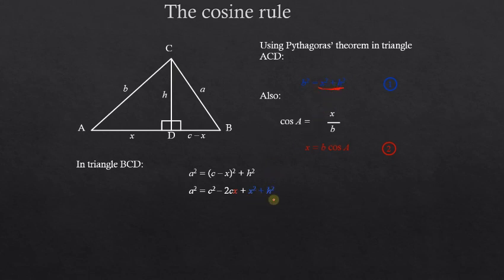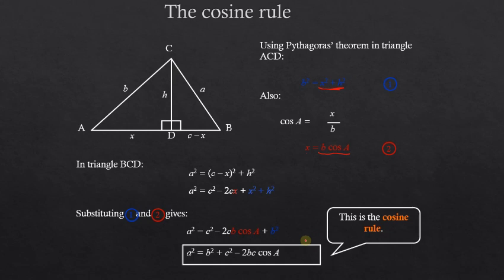It means that we can replace this whole thing by B squared, and we can replace the whole X here by B squared minus B squared cos A, right? If we do that, substituting equations 1 and 2 inside this equation, let's say 3, gives us A squared is equal to C squared minus 2CB cos A plus B squared, like we talked about, right? So this is the expression for the cosine rule. This is our expression for the cosine rule.